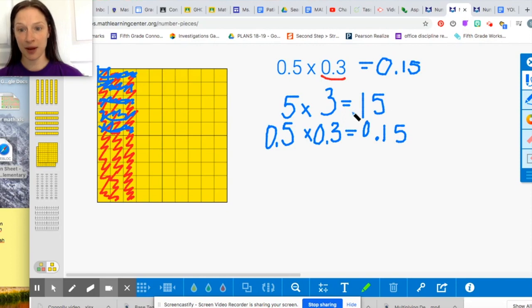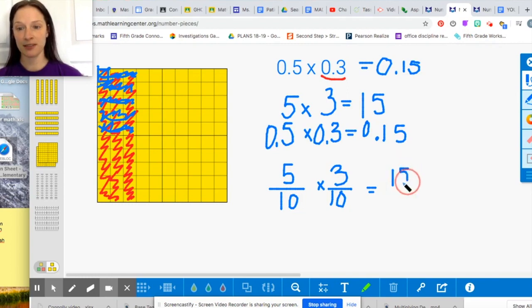So I think about this, okay? I have 5 and I made it 10 times smaller, 5/10. I have 3 as a factor and I divided it by 10, it got 10 times smaller. So since I divided both factors by 10, they each got 10 times smaller, my product, the whole number 15, is going to get 100 times smaller.